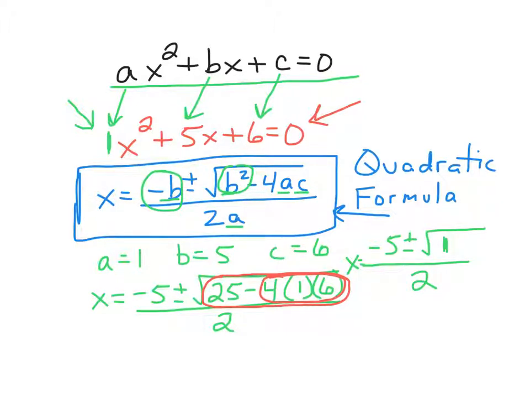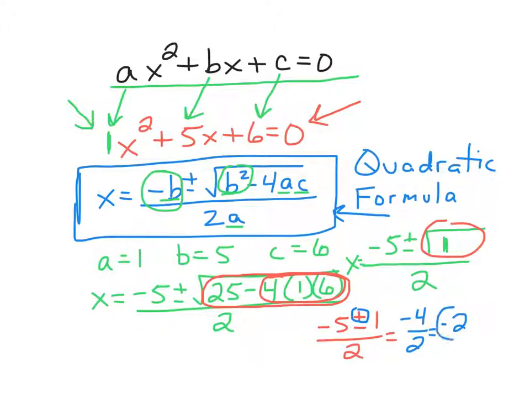Now I just need to go through and solve this. I know that the square root of 1 is equal to 1. So I really have negative 5 plus or minus 1 all over 2. And now I'm just going to go through and solve this. If it's negative 5 plus 1, that gives me a negative 4. Negative 4 over 2 gives me a negative 2. So one of the answers that I have is a negative 2. If it's negative 5 minus 1, that gives me a negative 6. So I have negative 6 over 2, which is equal to a negative 3.